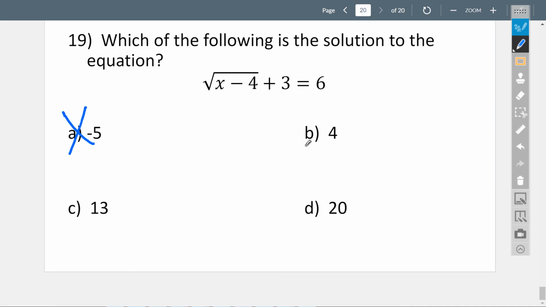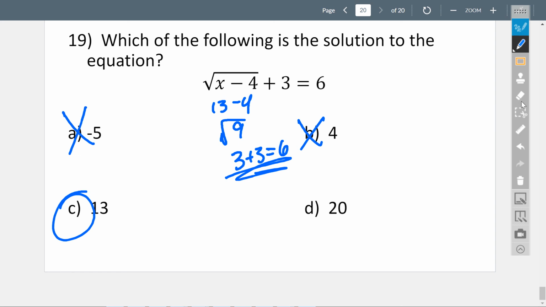If we do 4, then we have 4 minus 4 is 0. Square root of 0 is 0. 0 plus 3 is not 6. Okay, we need this under the radical. Since we're adding 3 to get it equal to 6, under the radical needs to be 3 is what has to happen here. Let's plug in 13. So 13 minus 4 is 9, and the square root of 9 is 3, and 3 plus 3 is equal to 6. So it is letter C, and all we had to do there was plug those in to see which one of these was a solution.